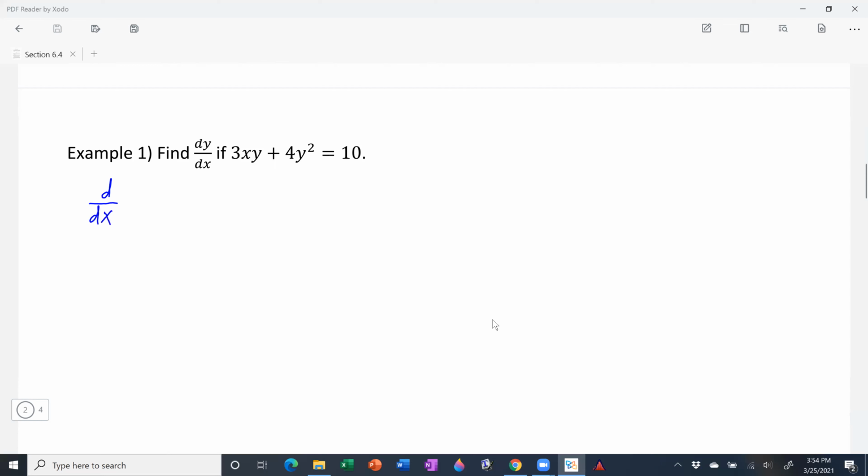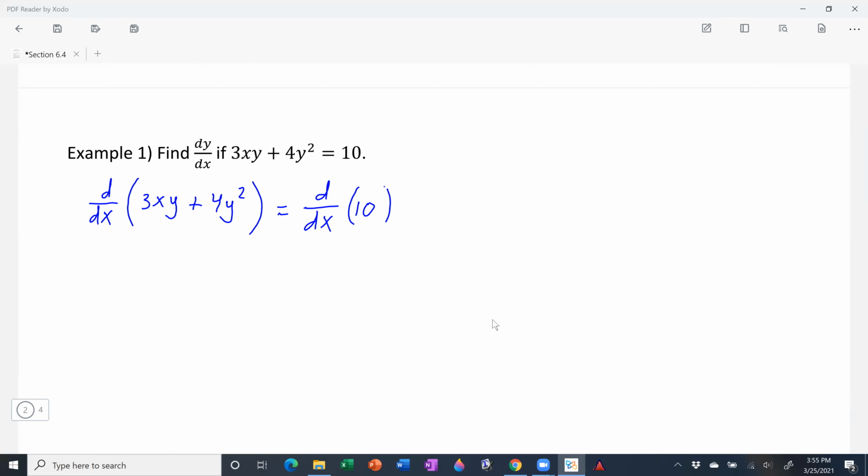The way I want to write this is d over dx times the left-hand side. So there's the 3xy plus 4y squared, equals, and we're going to take the derivative with respect to x on the right-hand side. So we're taking the derivative on both sides with respect to x.